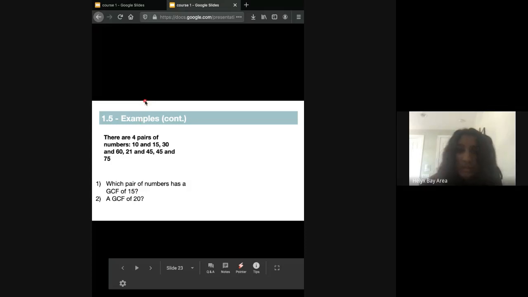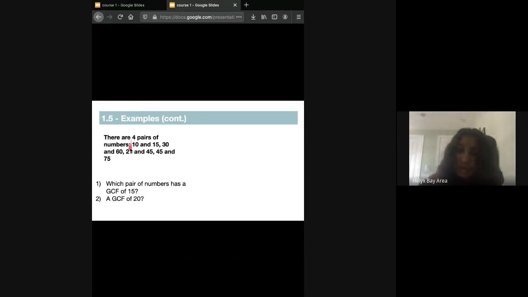Okay, so there are 4 pairs of numbers: 10 and 15, 30 and 60, 21 and 45, and 45 and 75. We're trying to determine which of these 4 pairs has the greatest common factor of 15, and then which one has a greatest common factor of 20. So basically, we have to factor all of these 4 pairs out to find what common factors they have.